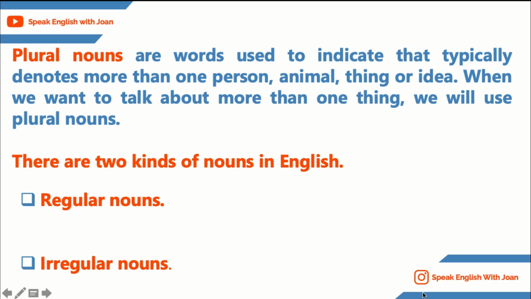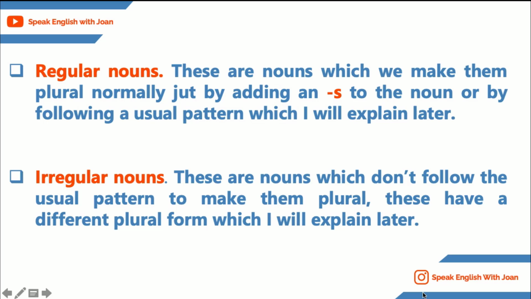There are two kinds of nouns in English, regular nouns and irregular nouns. Regular nouns are nouns which we make plural normally just by adding an s to the noun or by following a usual pattern which I explain later. Irregular nouns are nouns which don't follow the usual pattern to make them plural. These have a different plural form which I explain later.